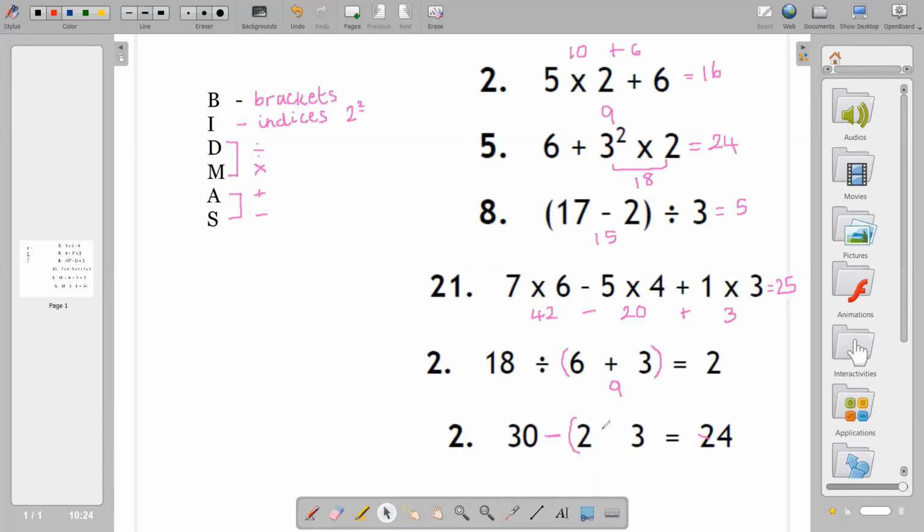So I'm going to put 2 and 3 in brackets. If I add them, it doesn't work. If I subtract them, it doesn't work. If I multiply them, 2 times 3 would be 6, and 30 take away 6 would be 24. So they're the steps that you need to do.